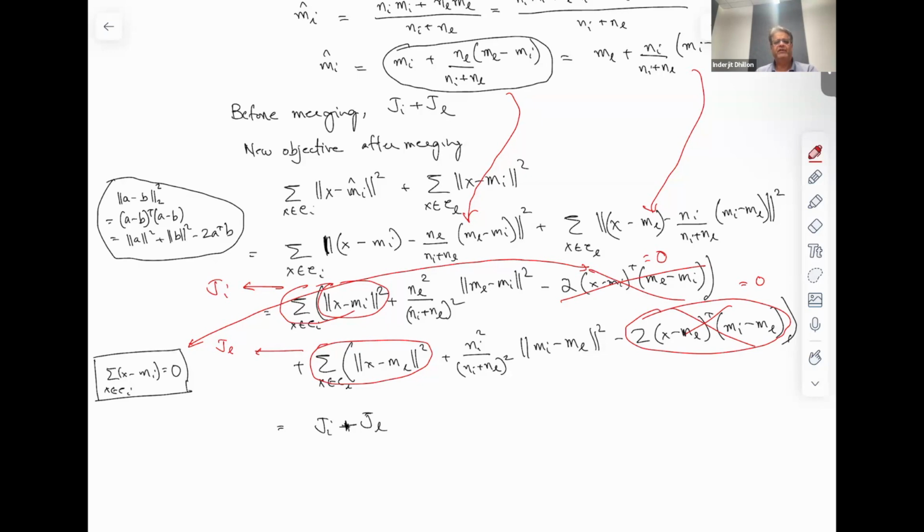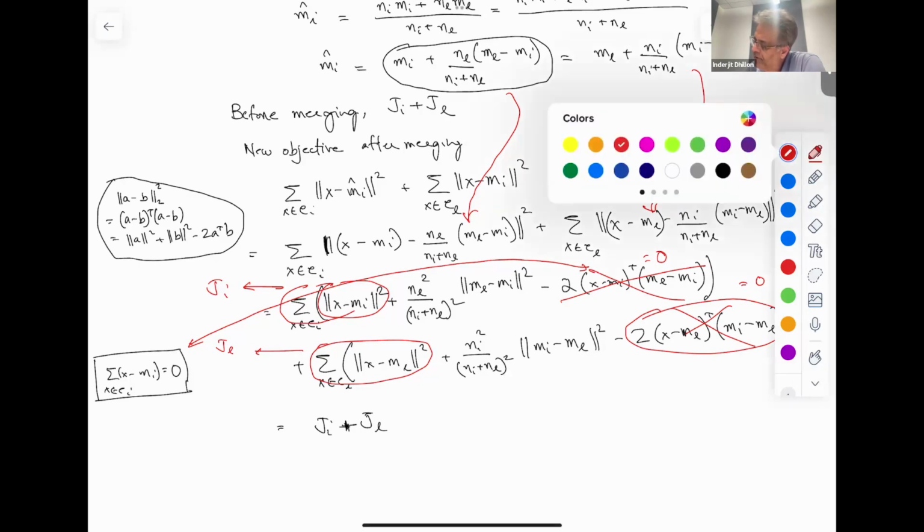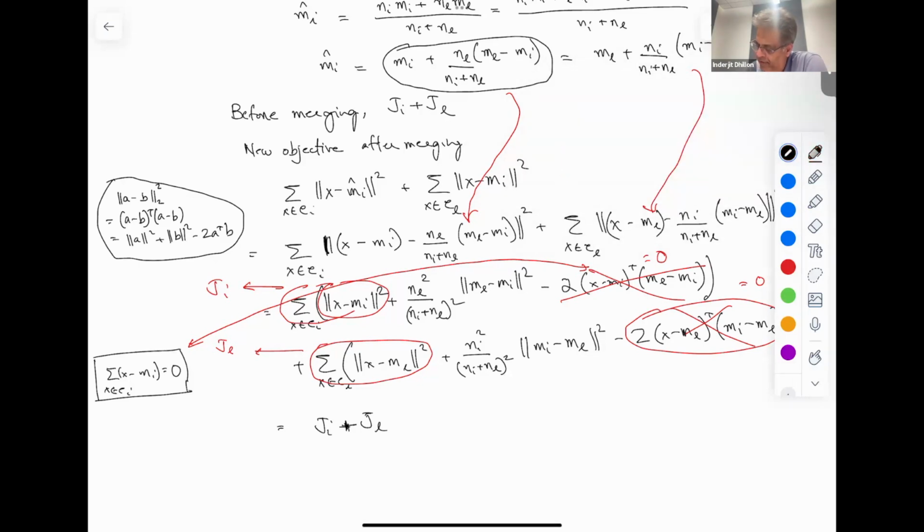Hopefully it's clear. That's the definition of Mi. If I write this out, the summation of x belongs to Ci, minus Ni Mi, equals 0, so Mi is equal to 1 by Ni, summation of x belongs to Ci. So the mean always has this property that x minus the mean is going to be 0 when I sum it over all the points. So we've been able to remove these quantities.